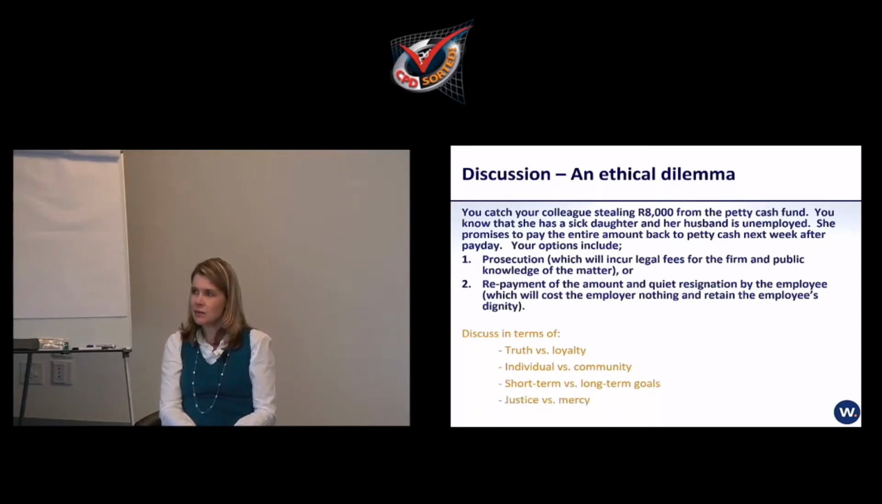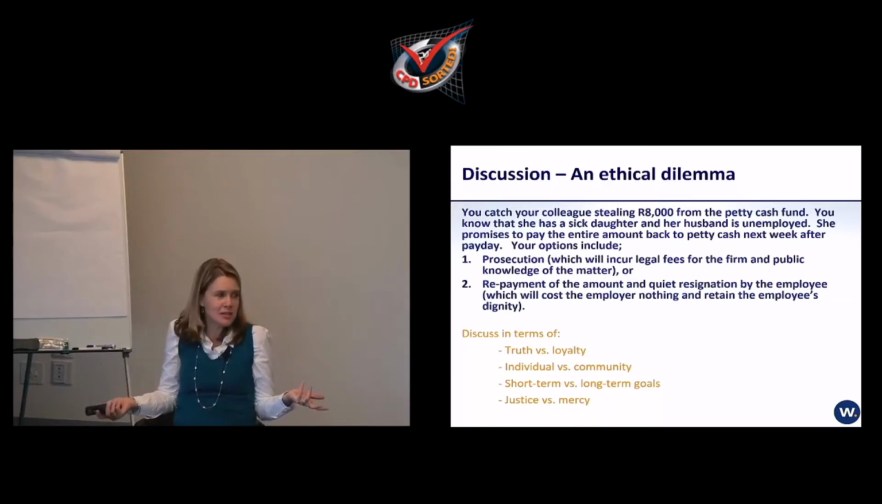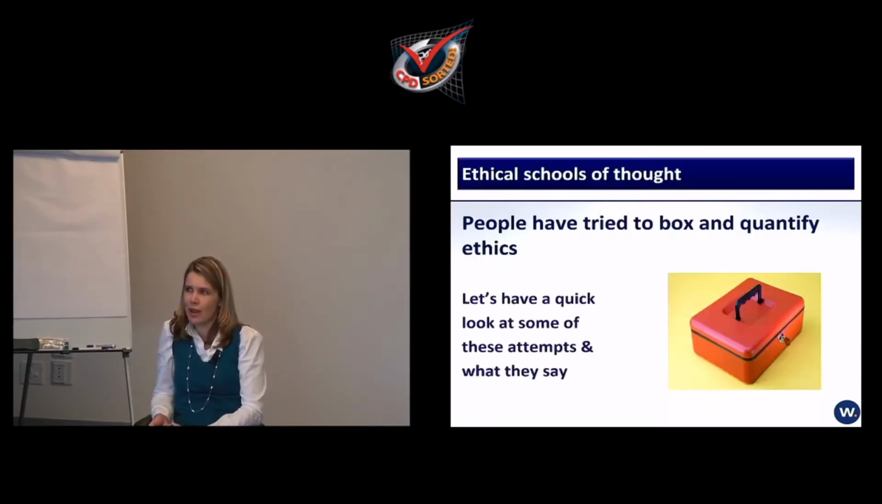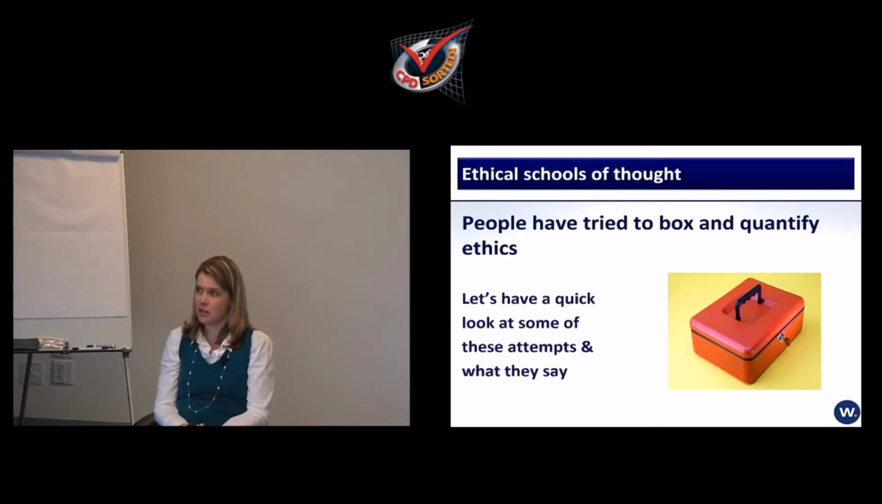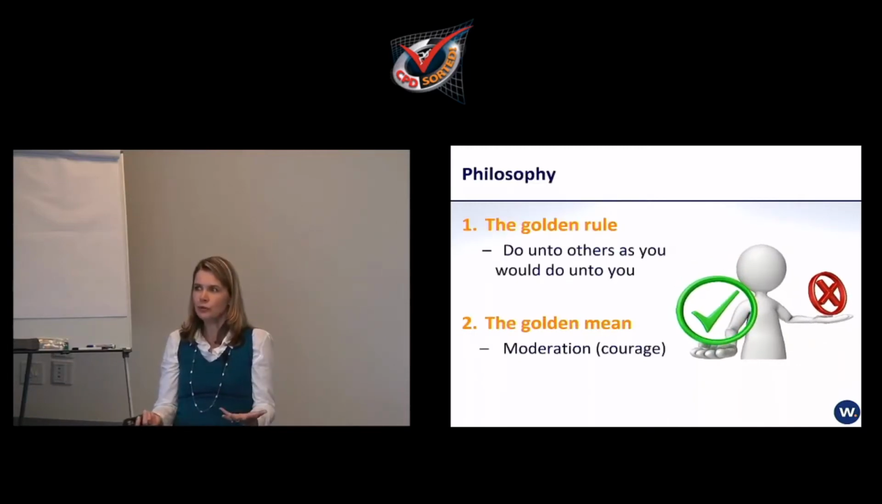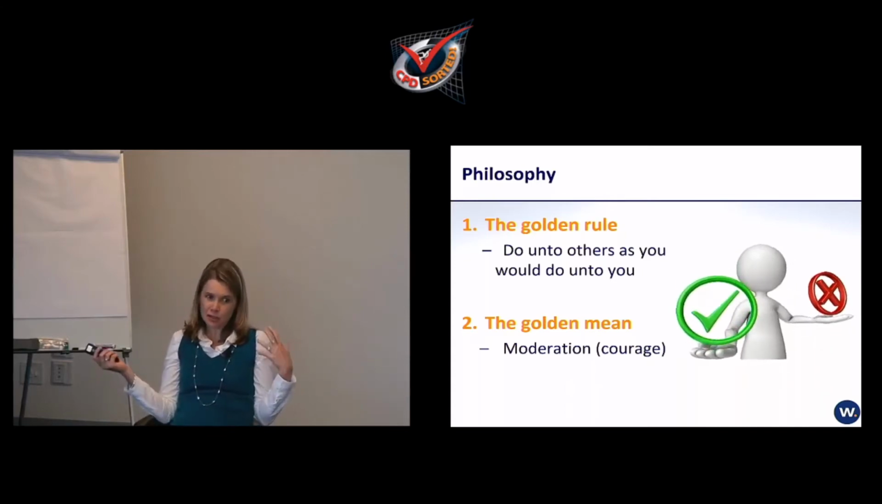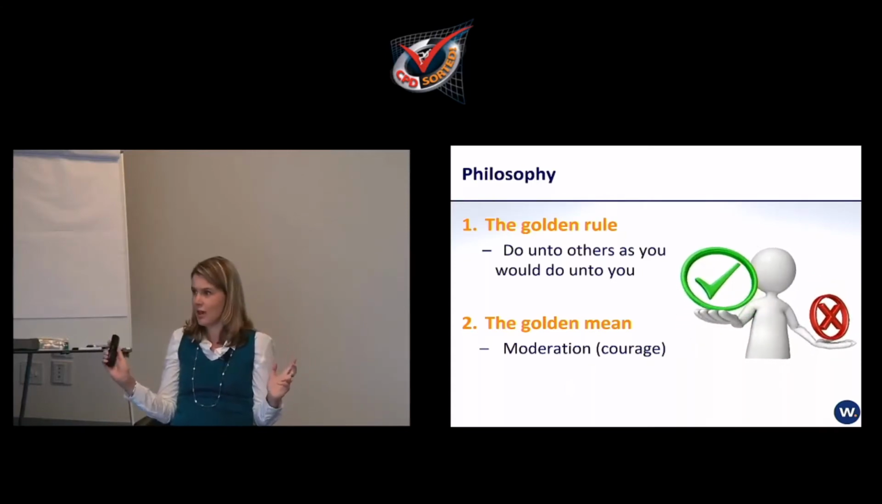Justice versus mercy. Justice is served by prosecution, but mercy is obviously served by two. So now how do we make these decisions when these two are in contradiction, or not even contradiction, but both important and difficult to determine which way? So I'm going to briefly share with you some ethical theories. People have tried to box ethics in the past, but you'll see that this process doesn't work. There's the golden rule of do unto others as you do unto yourself, but we spoke earlier, if I'm a Satanist, you don't want me to do unto you as I do unto others.